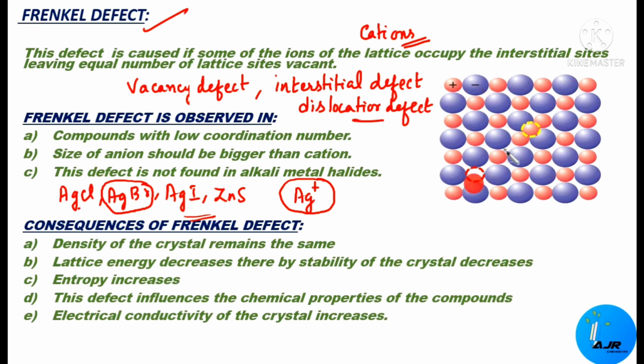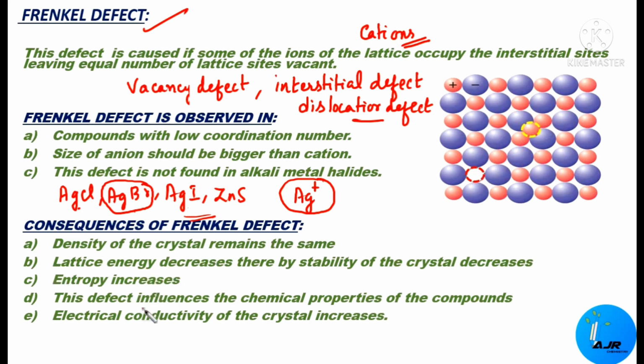Since the cation is present inside the crystal itself, the mass of the crystal remains the same. The volume also remains the same and the mass also remains the same, so mass by volume remains the same. Understood? Though the Frenkel defect is there, the mass and the volume of the crystal remain the same. So the density of the crystal remains the same, because mass by volume is density. The next one is lattice energy decreases, thereby stability of the crystal decreases. This I have explained in Schottky defect, so the same thing happens here. And also entropy increases. Yes, because one of the cations is displaced from its original site, so automatically randomness increases, so entropy increases.